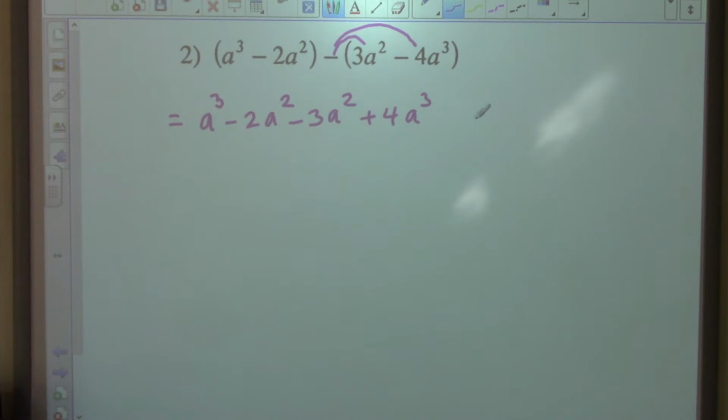And we look for the like terms, and we see we have the cubes and we have the squareds. So we're going to have a cubed plus 4a cubed, which is 5a cubed, right? And then we have minus 2a squared minus 3a squared is going to be what? Minus 5a squared, okay? Okay, so that's that. That's not too bad, is it?